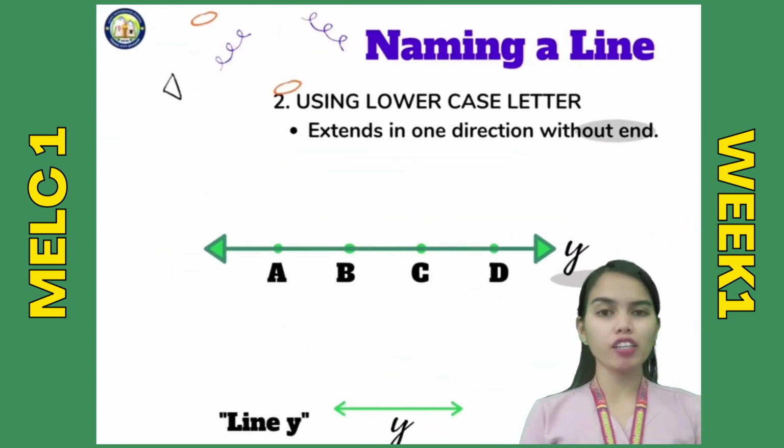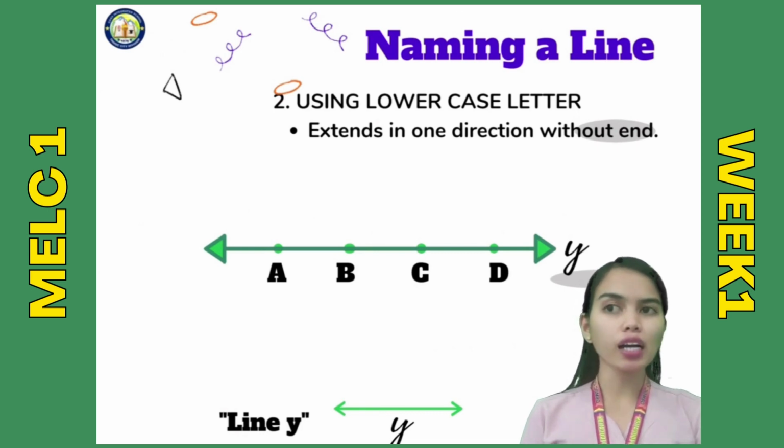Another way of naming a line is by using a lowercase letter. So as you can see on the screen, we have line Y. Line Y is representing the different points. Inside the line are the points A, B, C, and D. So it can be read as line Y.